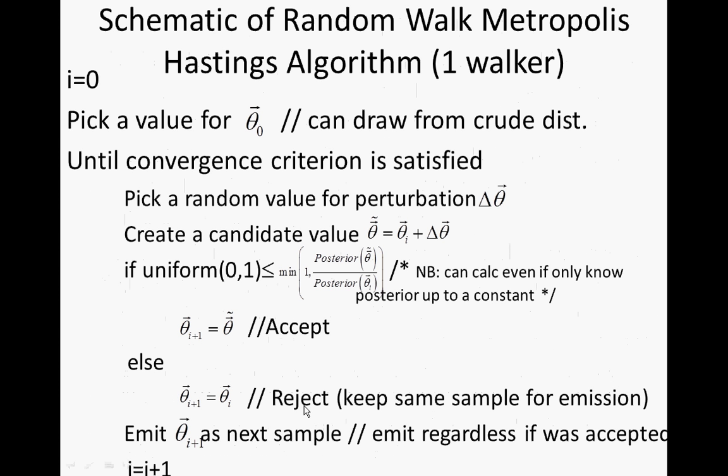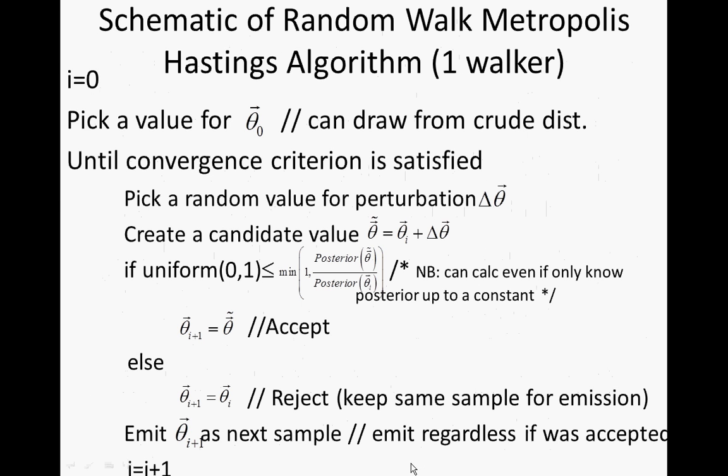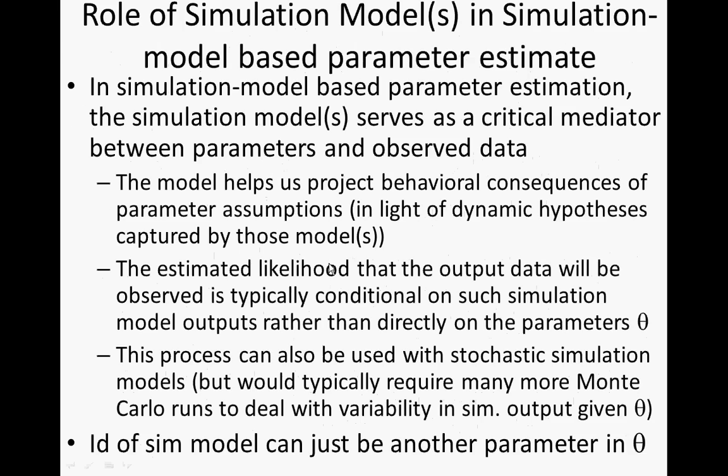So to calculate these quantities throughout this whole iteration, we're going to be running the simulation model for each iteration, regardless of whether we accept or reject. And often we may run it hundreds of thousands of times to arrive at a sufficient set of samples from the posterior.